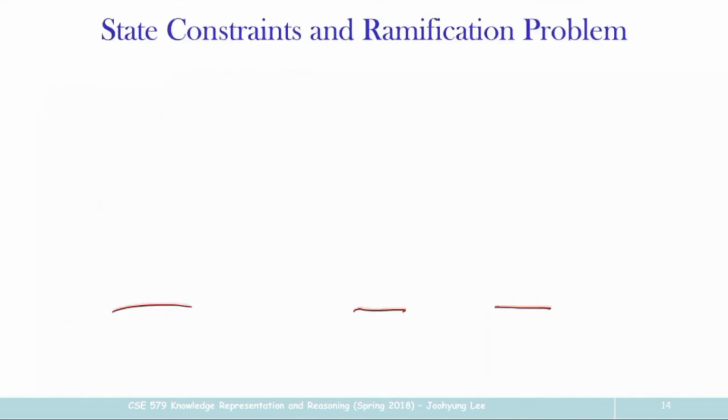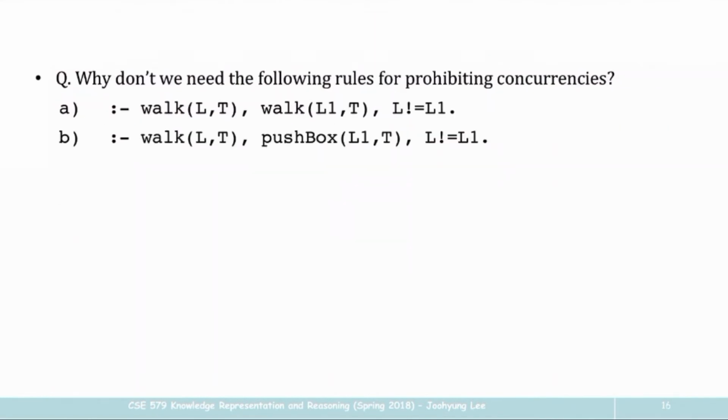We didn't actually insert this: walking to location L and walking to location L1. So the monkey cannot walk to two different locations. We didn't prohibit, or maybe we didn't explicitly state, this fact. Is this a problem? Shouldn't we say that the monkey cannot walk to two different locations?